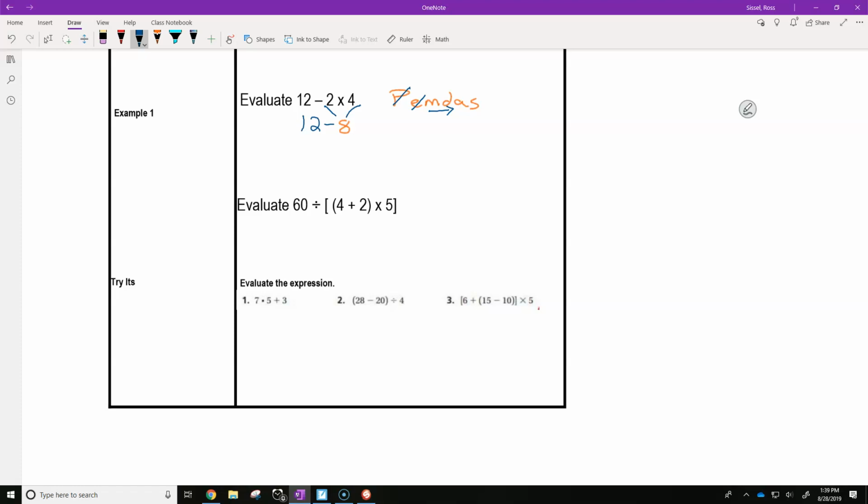Now, do I have any more multiplication or division? No. Do I have any addition or subtraction? Yes. I have 12 minus 8, which is 4. I have a number by itself. That's my answer. That's how I had them visually do PEMDAS. Now, if you are feeling really confident in yourself and you don't want to write that out, that's okay. I'm not going to force you until you're getting a low score and you keep messing up your steps. Then I will ask you to.